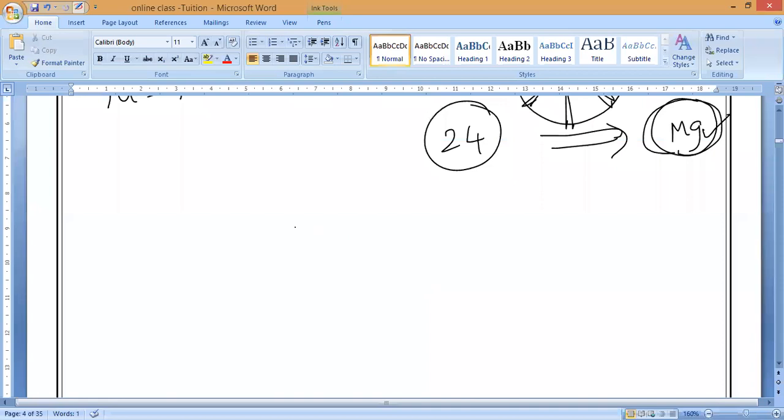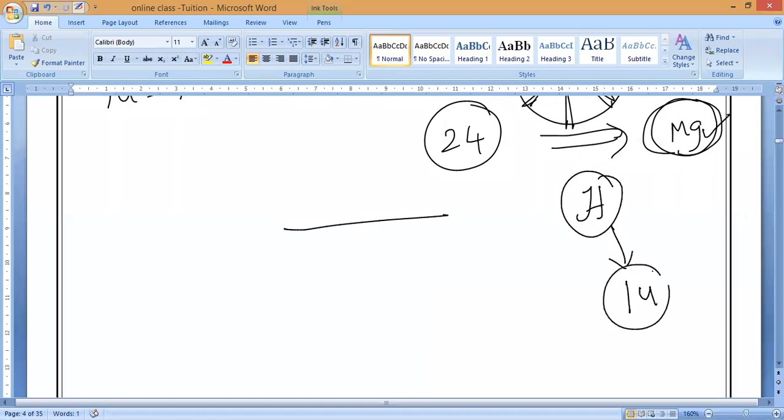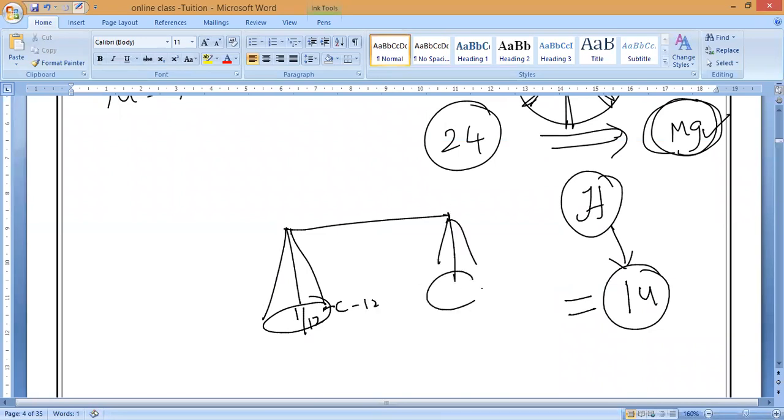Now, let me go for hydrogen. What is the hydrogen atomic mass? Anybody? 1. So it means it is equal to what? 1/12 of a carbon atom. So 1/12 of carbon 12 equals 1 hydrogen atom. Do you understand? That is what you should understand.